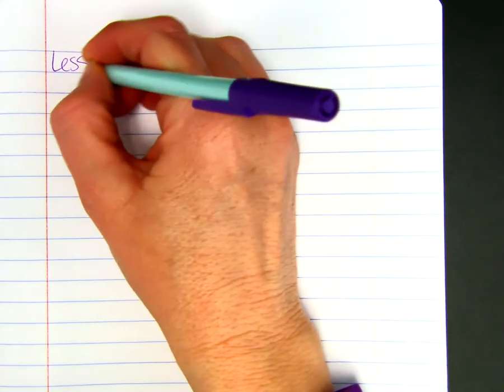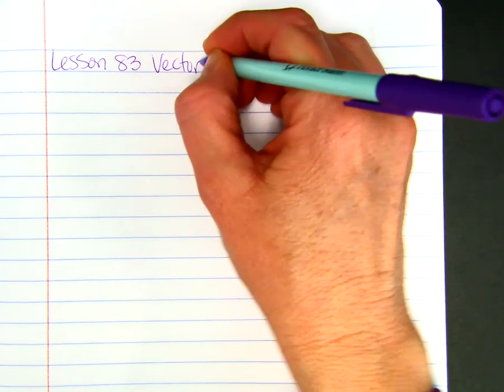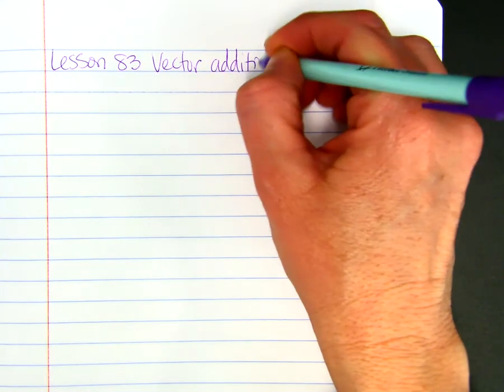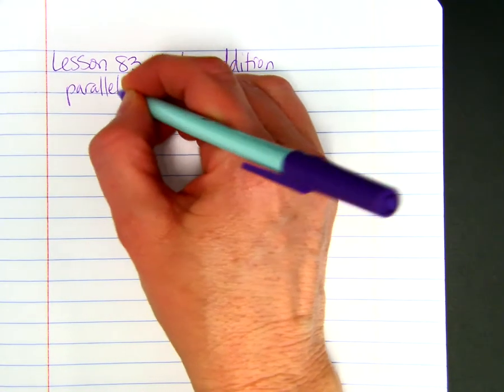Lesson 83, vector addition. So I think we already talked about how to add two vectors, but there's different methods that you need to know. One's called the parallelogram method.